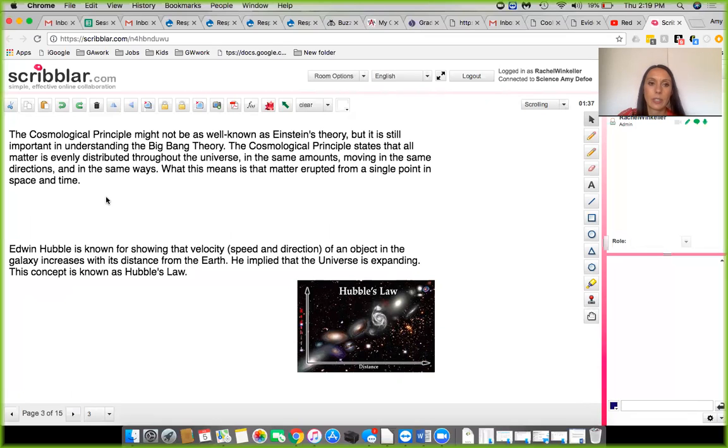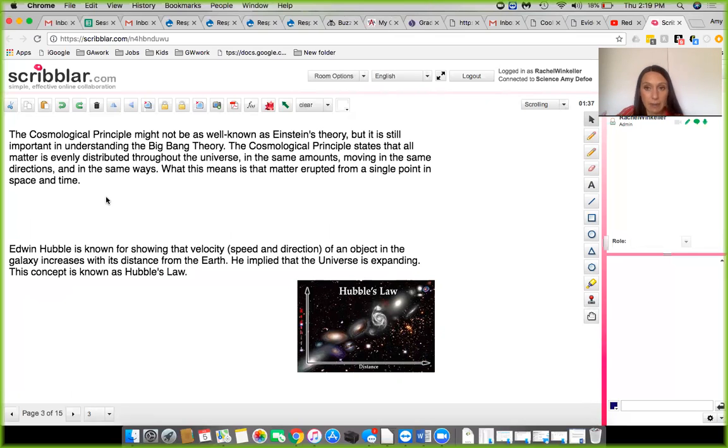The cosmological principle, so this is the second piece. It's not as well known as Einstein's theory, but it's still important to helping us understand the Big Bang Theory. The cosmological principle states that all matter is evenly distributed throughout the universe in the same amounts, moving in the same directions in the same ways. What that means is that matter erupted from a single point in space and time, and it's moving outwards.